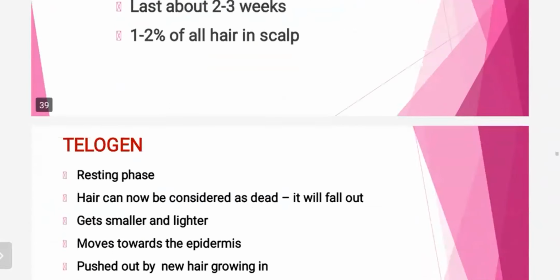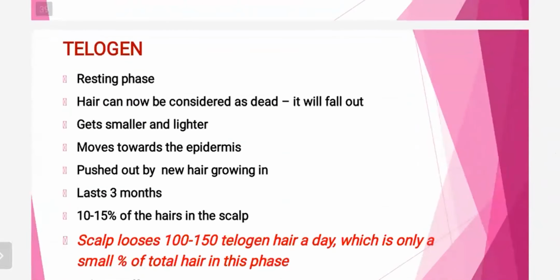And last is the telogen phase. Telogen phase is the resting phase, and the hair can now be considered dead. It is the dead hair phase, and it will fall out, getting smaller and lighter, moving towards the epidermis and pushed out by the new hair growth. So when the hair is in the telogen phase, the anagen phase starts. The new anagen hair will push out the telogen hair and new hair growth will happen. It lasts for 3 months and involves 10 to 15% of the hairs in the scalp. So the maximum hairs in the scalp are in the anagen phase, and in the telogen phase, 10 to 15% are going to die and be shed out.